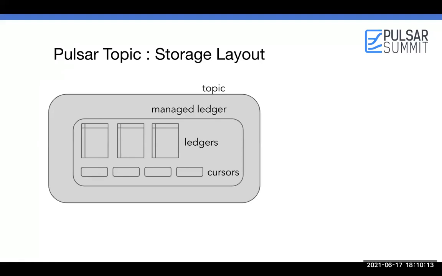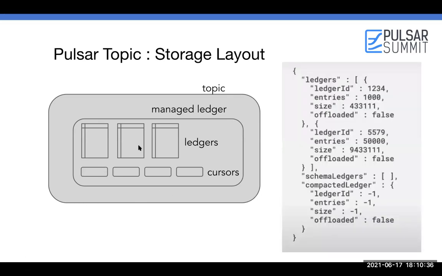So we talked about a topic. A topic is something that is composed of a managed ledger. Ledger, like we talked, are a sequence of entries. A managed ledger also has cursors. Cursors are basically offsets within a subscription. So a subscription S could be reading at a particular location in these ledgers.